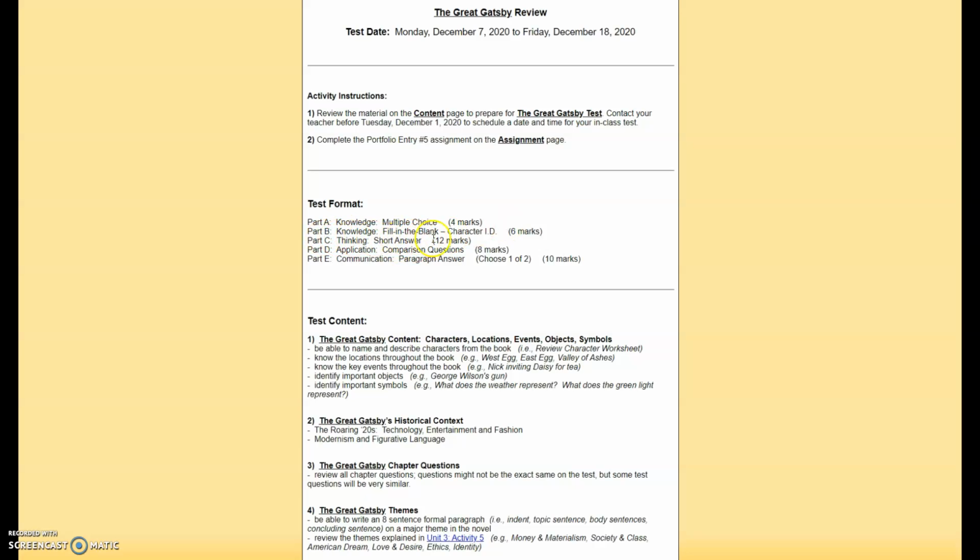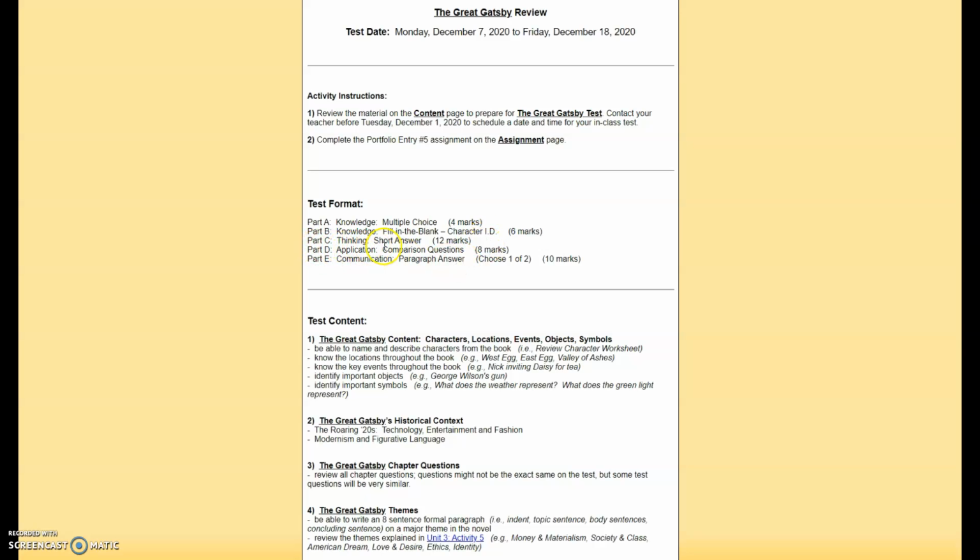For part B, there's fill in the blank, and this is important here. It says character ID. What I mean by that is I will give you one sentence describing a character, and then you name that character. If you misspell the character's name, that's okay, but I do need to be able to clearly see which character you're identifying. There'll be 6 sentences, each one describing a different character, and you just write the name of the character being described in each sentence.